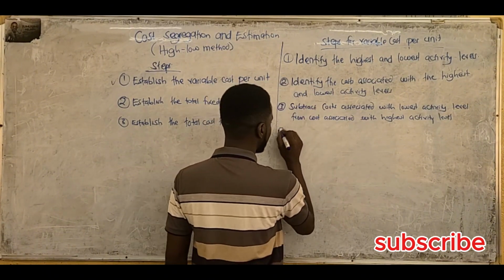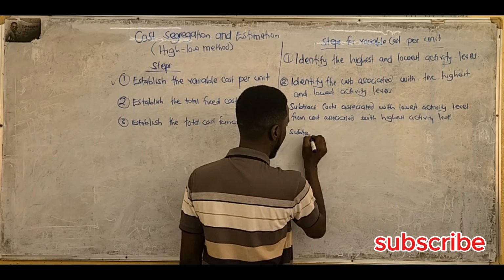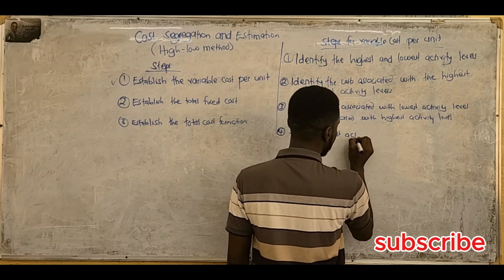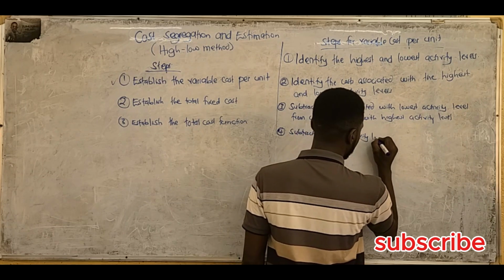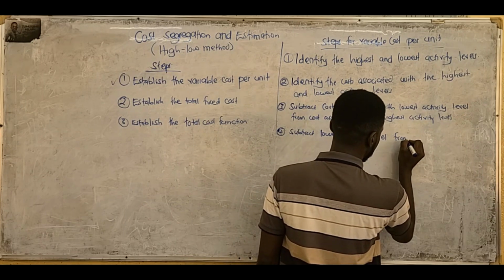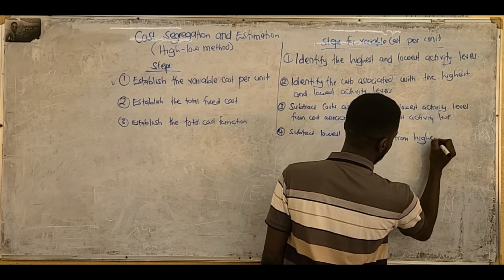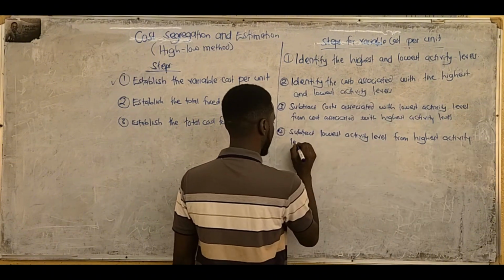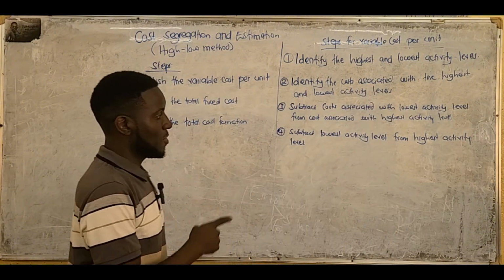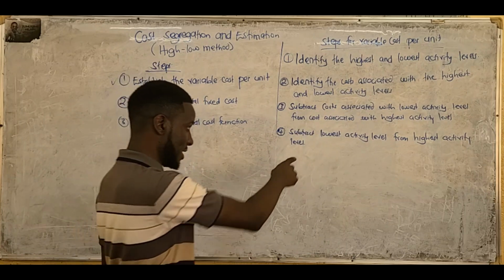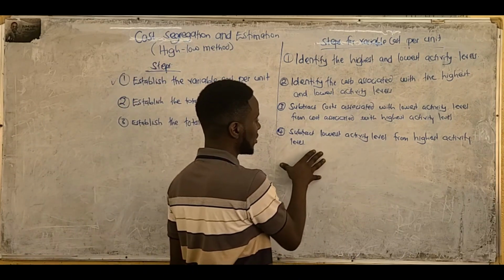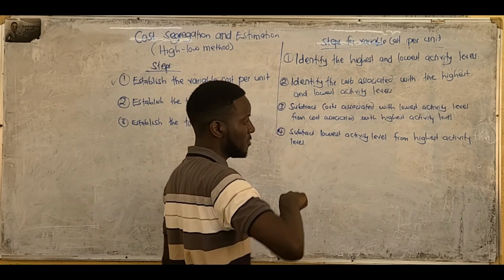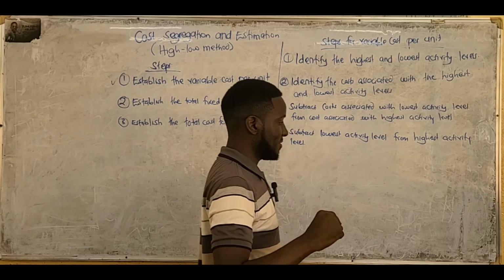Then the fourth is subtract lowest activity level from highest activity level. Okay, now this was cost. Now this is the activity levels. So that means you're supposed to subtract the lowest activity level from the highest activity level.